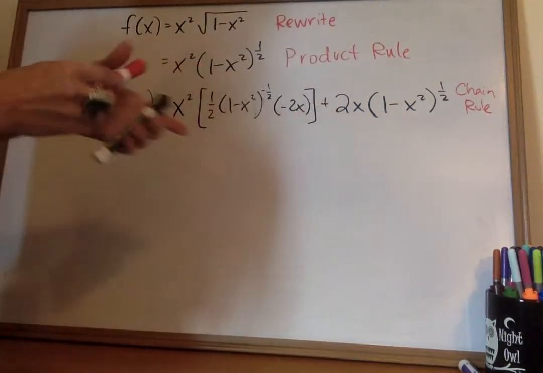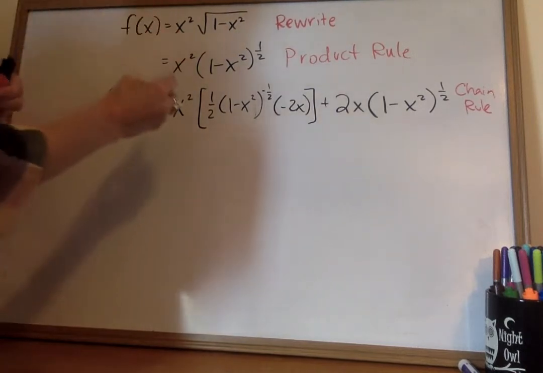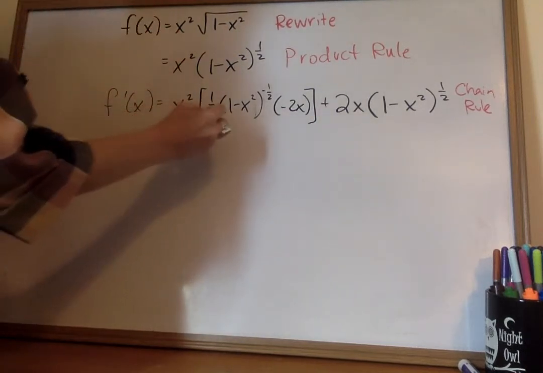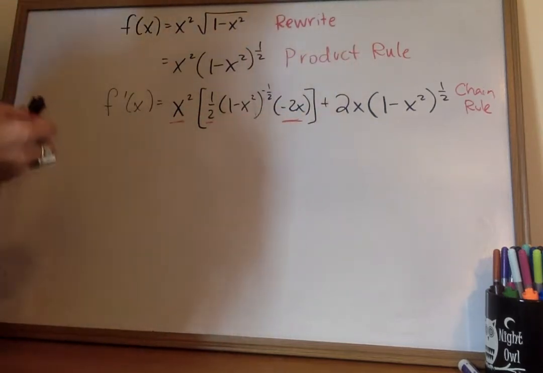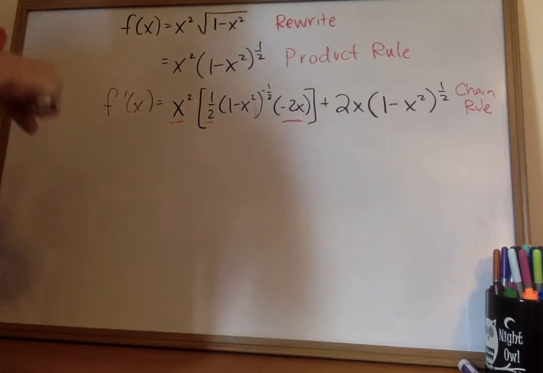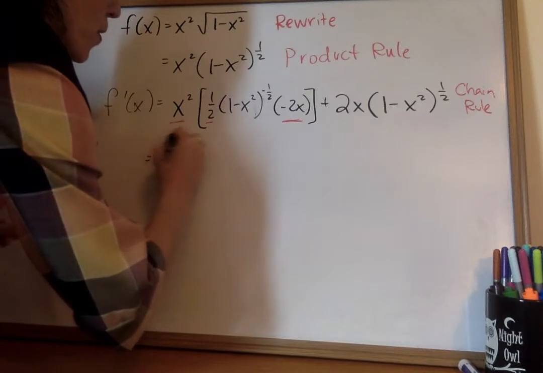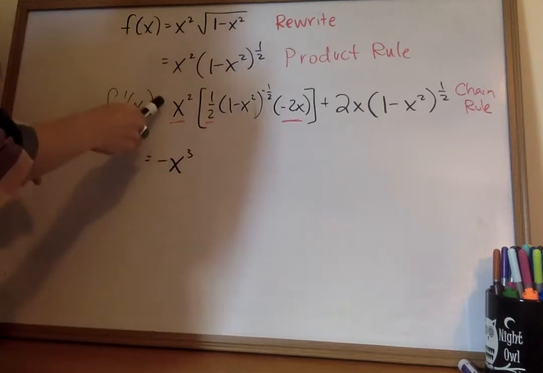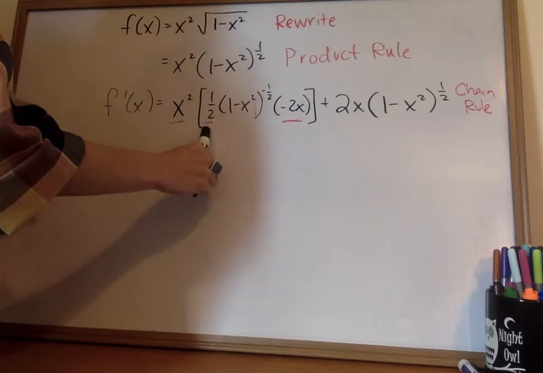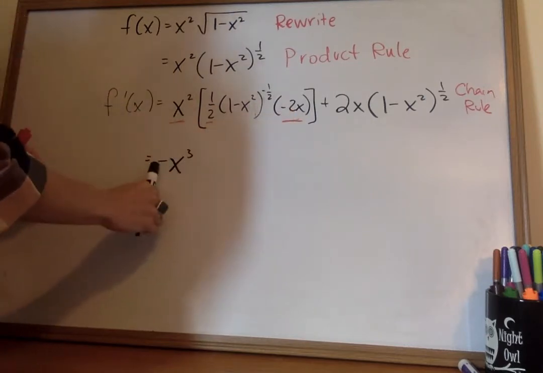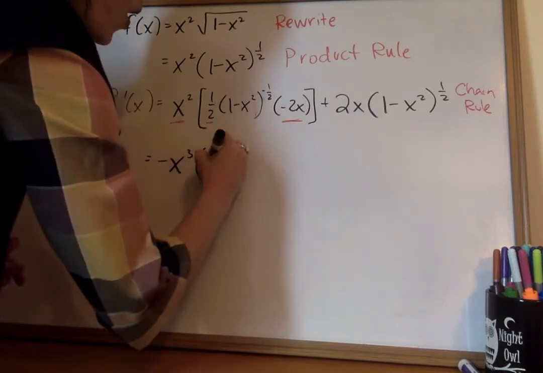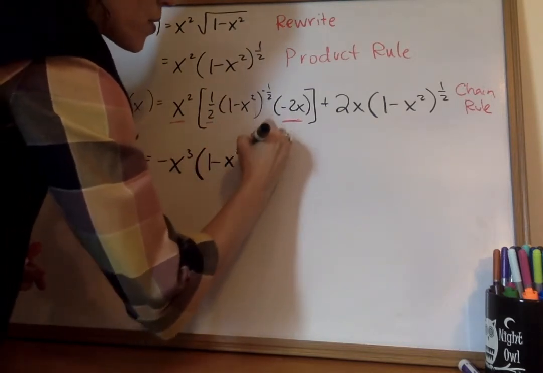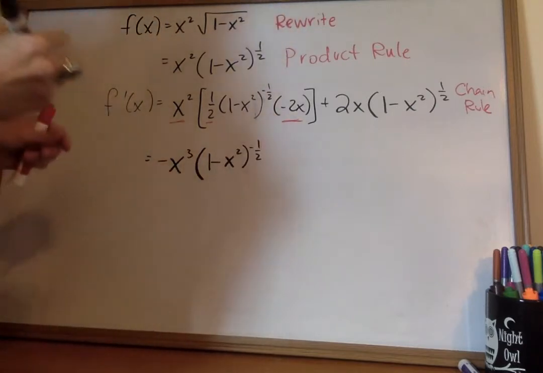Now here, I am going to pull together my x squared, my 1/2, and my negative 2x. I'm going to multiply all those together, and that is going to give me negative x to the third, because I'm multiplying x squared times x, the 1/2 and the negative 2 are going to give me negative 1. So that's all of that. And then I'm still left with (1 minus x squared) to the negative 1/2. So that's the first part.